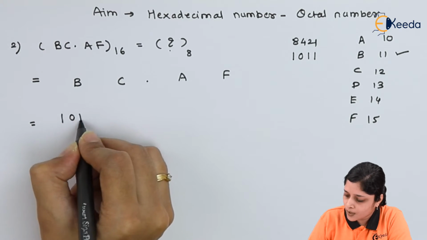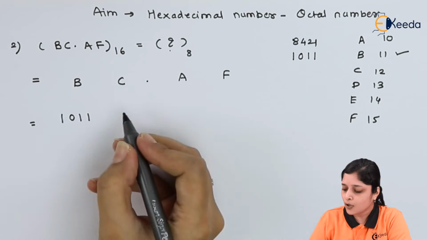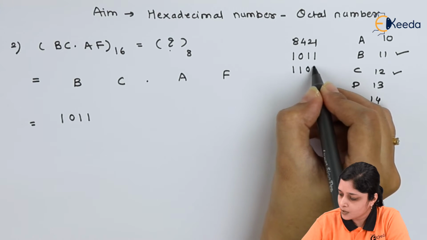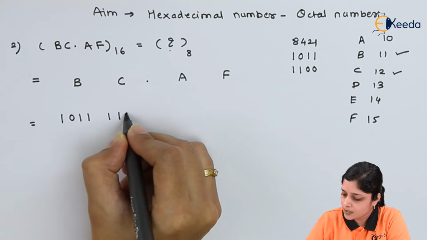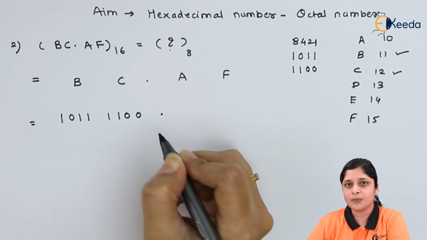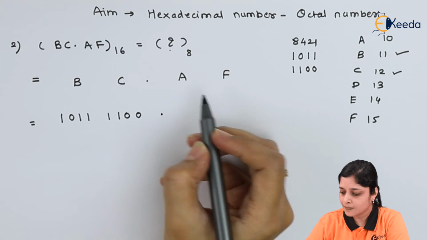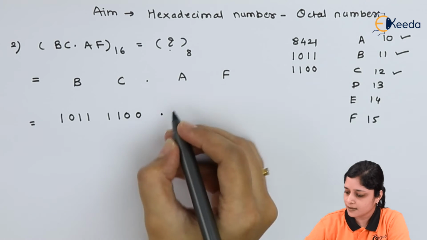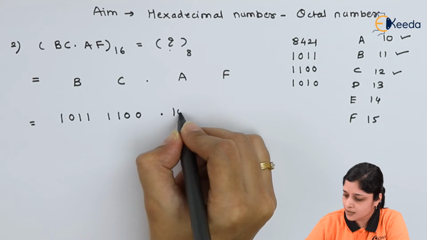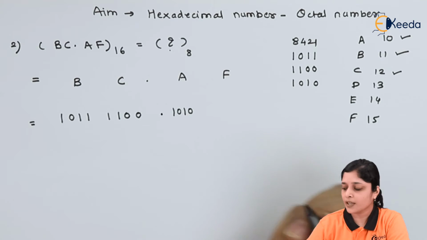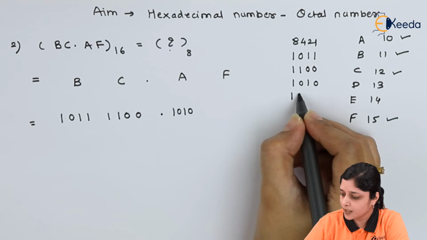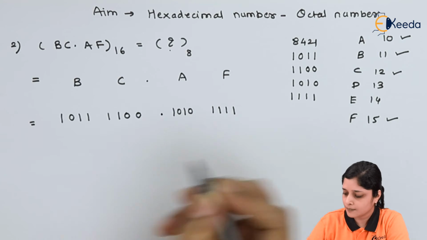1, 0, 1, 1. For C, what you will write? 8 plus 4, 0, 0. 1, 1, 0, 0. Decimal point. Here decimal point is there. Then A, value of A is 10. 8 plus 2 is 10. 1, 0, 1, 0. Then value of F, you can see here 15. So it will give you 1, 1, 1, 1.